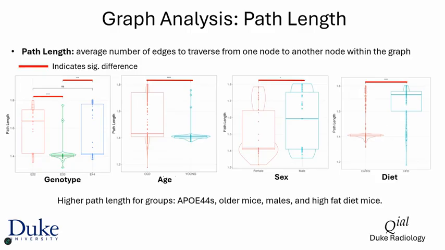We did another test for path length, where we compute the number of edges it takes to traverse from one node to another node. So this is basically the inverse of network efficiency. We computed this again for the same types of groups. We noticed here that E44 had a higher path length, while older mice had a higher path length, males had a higher path length, and high-fat diet had a higher path length. There's actually mild differences between our analysis on the local and global level.